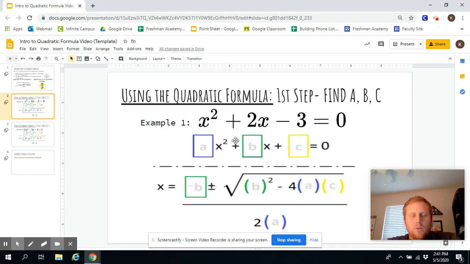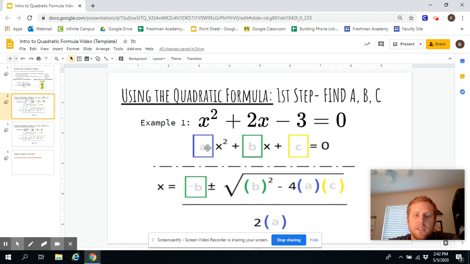All right, so the first step to using the quadratic formula is you got to be able to find the a, b, and c. So there's a bunch of letters in here. We got to find those. So I'm going to show you how to do that. The standard form is ax squared plus bx plus c. We have to use this problem, x squared plus 2x minus 3 equals 0, to find a, b, and c.